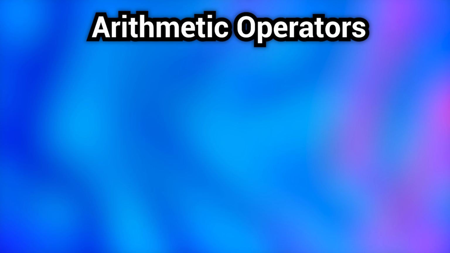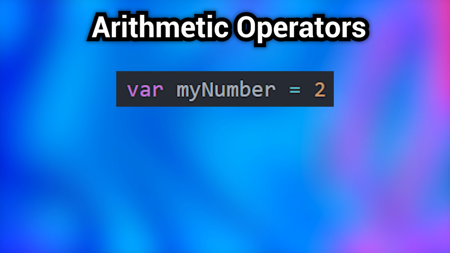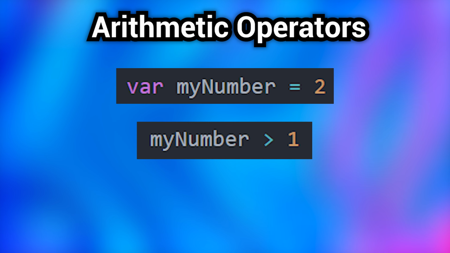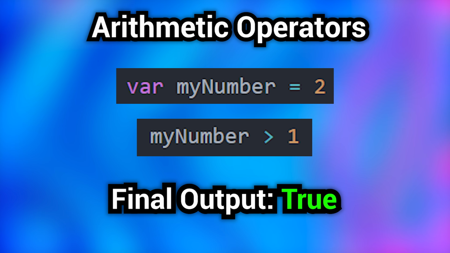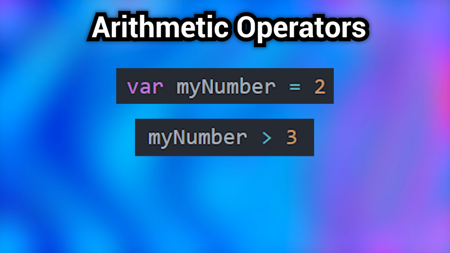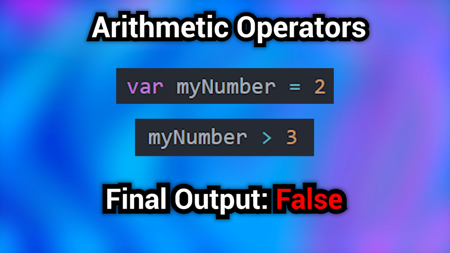This is called modular division. We also have a greater than symbol. So if myNumber is equal to 2, we can say myNumber > 1, and it will return true because 2 is greater than 1. However, if we did myNumber > 3, it will return false because 2 is not greater than 3.